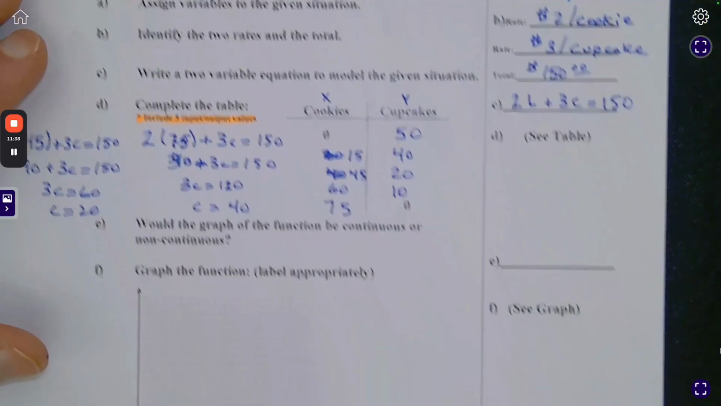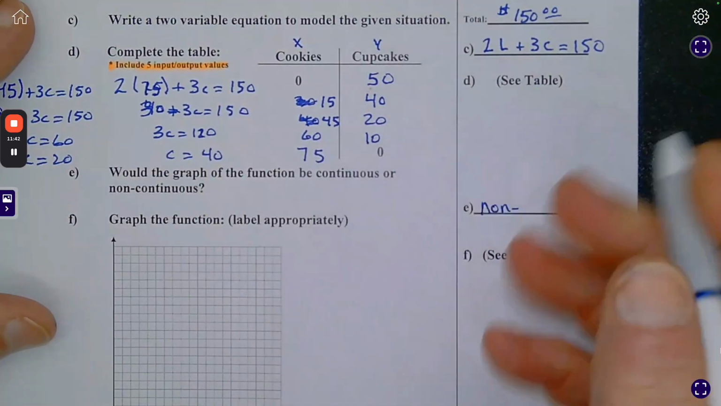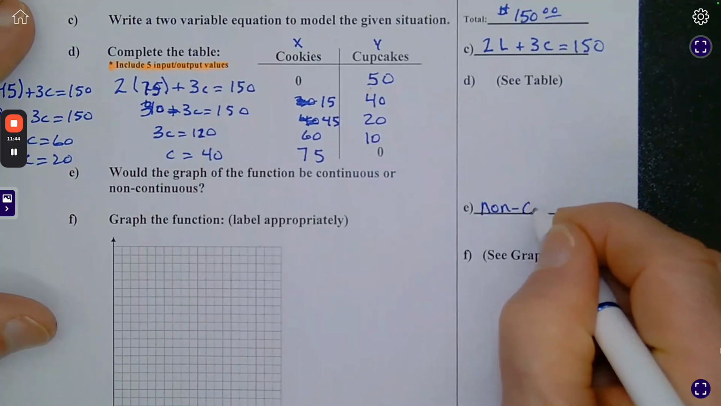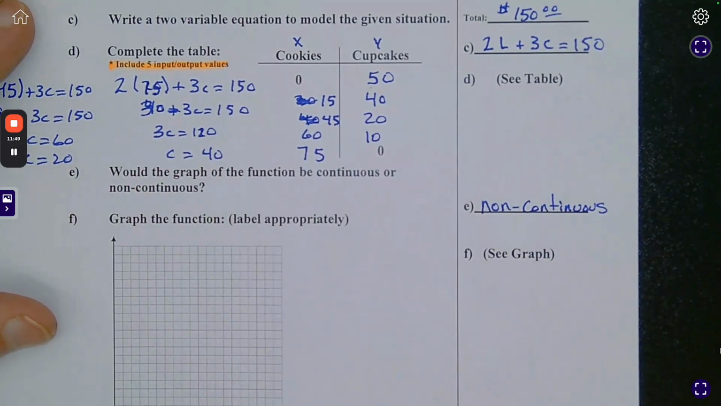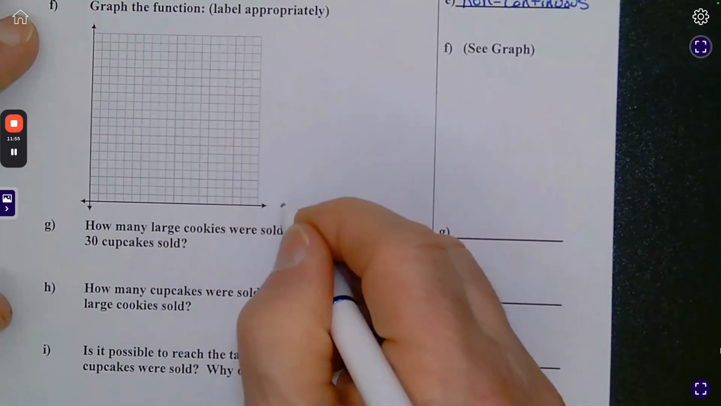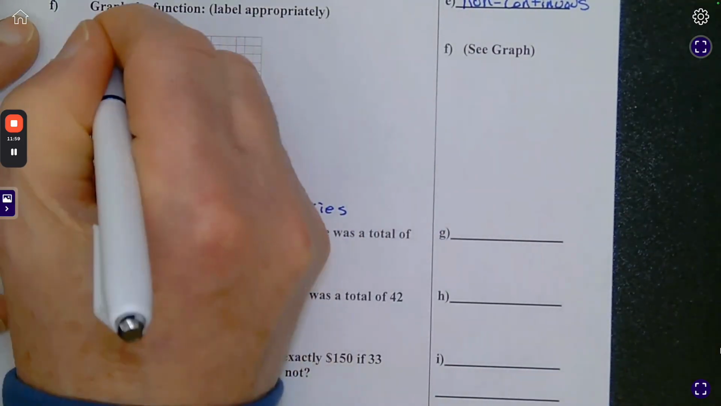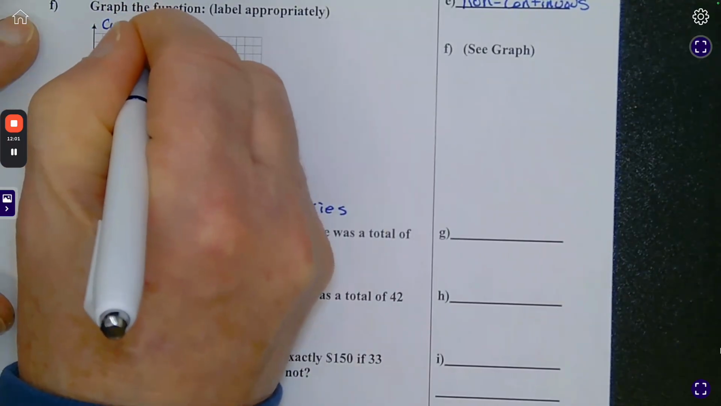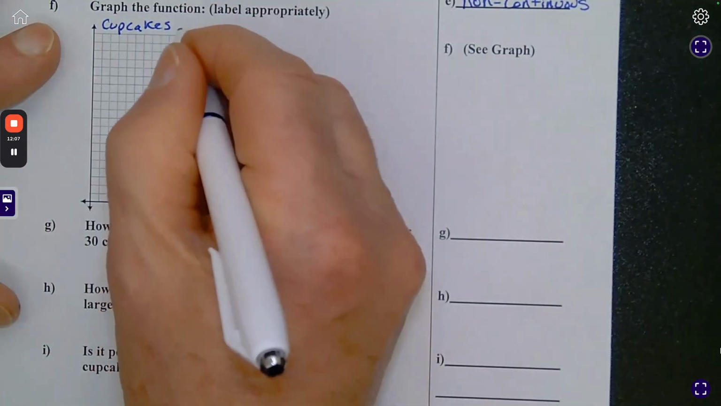All right, continuous or non-continuous? This is non-continuous because I'm not going to sell half of a cupcake or half of a cookie. So if taking half of something doesn't make sense, then it's non-continuous. Okay, cookies is going to go on my horizontal axis. That's right here. Cupcakes are going to go on my vertical axis. All right, I got to get up to 50 cupcakes, so I'm going to do increments of 5.